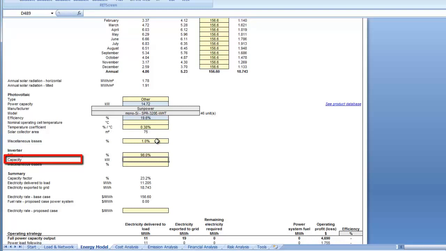The capacity cell is used to enter the inverter capacity in kilowatts AC. This value is based on the power capacity and the inverter efficiency. For this project, considering the PV capacity, we will initially input 15 kilowatts. The inverter miscellaneous losses cell is used to enter power conditioning losses, if any, not taken into account elsewhere. At this early stage of project analysis, we can leave this value at 0. We can see that the capacity factor calculated by RETScreen in this context is 23.2%.